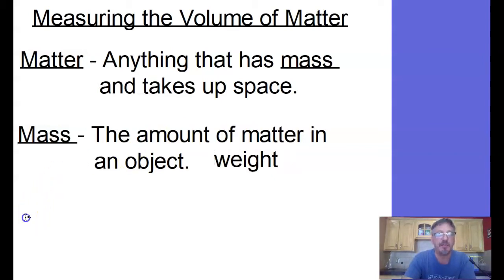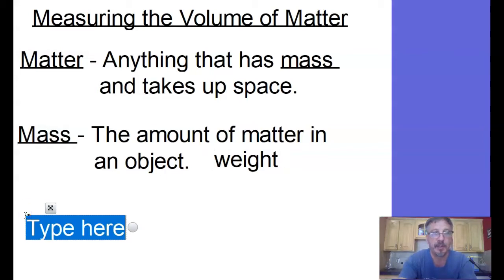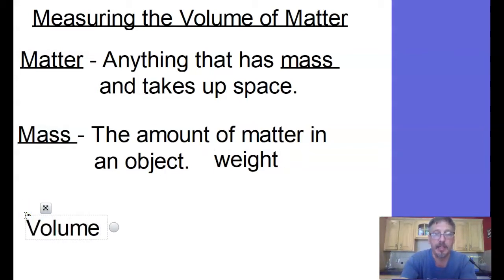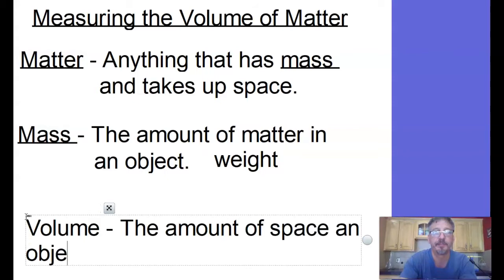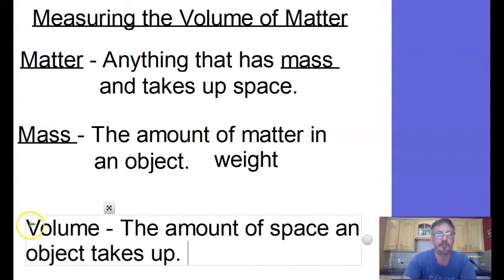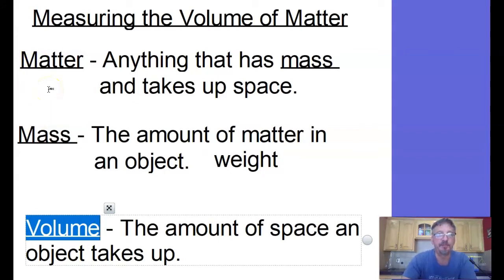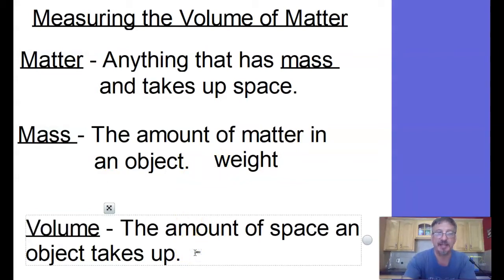Let's write the definition of volume. And volume is the amount of space an object takes up. Make sure you underline the definition. So with mass, I told you to think of weight. With volume, I'd like you to think of size. It's the size an object is.